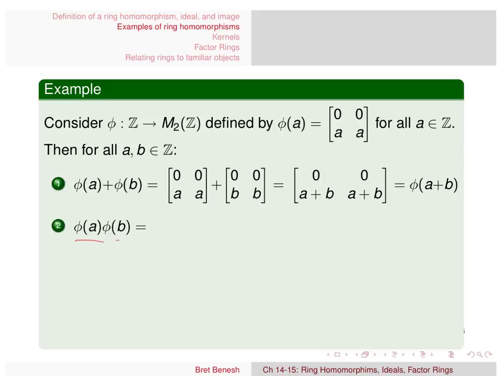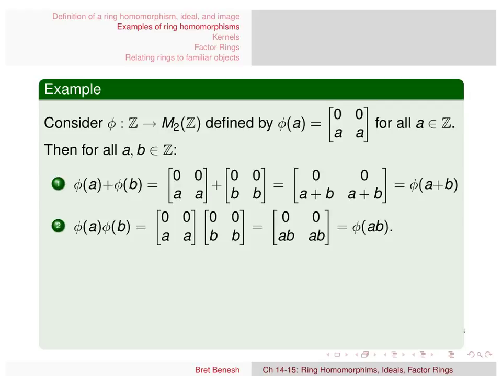So if I multiply them together, that gives me a multiplication of two matrices, like that. Now I just multiply them together. It goes 0 times 0, 0 times 0, 0 times 0, 0 times b. Sorry, 0 times 0, 0 times b, 0 times 0, 0 times b, a times 0, a times b, a times 0, a times b. And you get exactly that, and that's equal to phi of AB. And so we have a homomorphism, and now we can check out the image and the kernel.